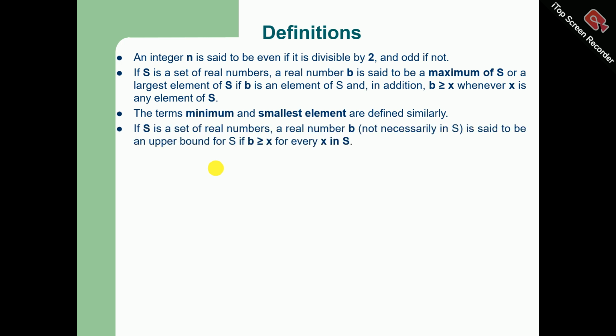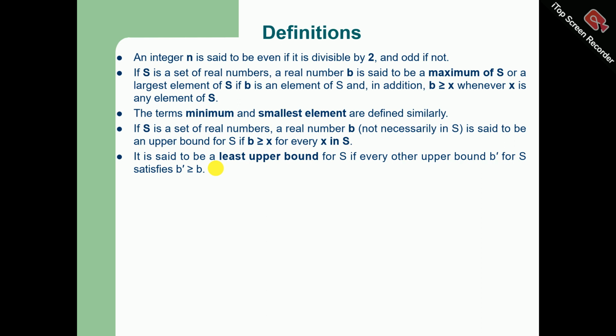If S is a set of real numbers, a real number B is said to be an upper bound for S if B is greater than or equal to X for every X in S. It is said to be a least upper bound for S if every other upper bound B prime for S satisfies the condition that B prime is greater than or equal to B. The terms lower bound and greatest lower bound are defined similarly.